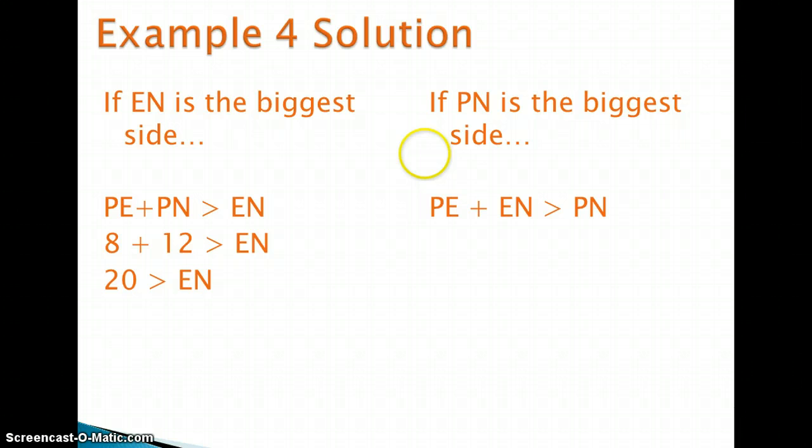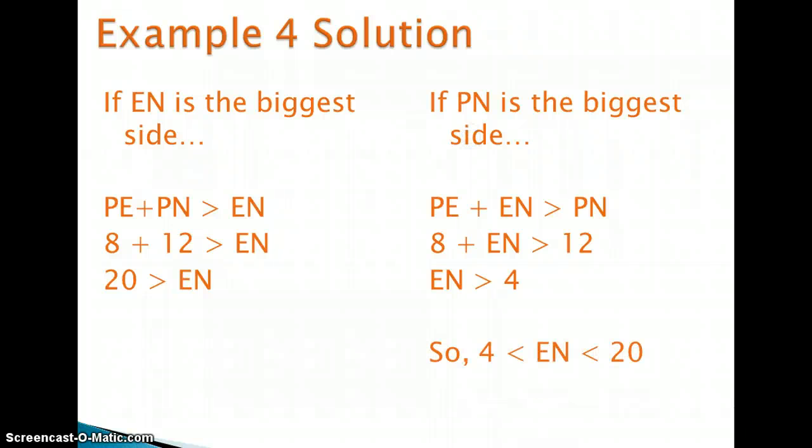PE plus EN has to be greater than PN because, again, PN is the biggest side. So I know that PE is 8 and I know that PN is 12. And when I plug those in and solve, I know that EN has to be greater than 4. So my restrictions are that EN is greater than 4, but it is also less than 20. And that's it for the notes.